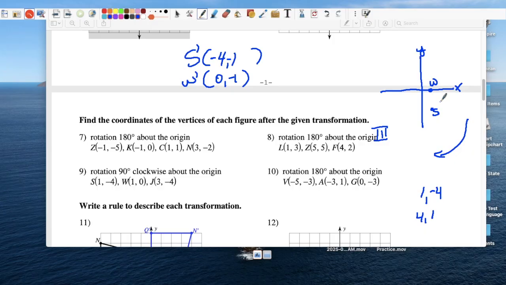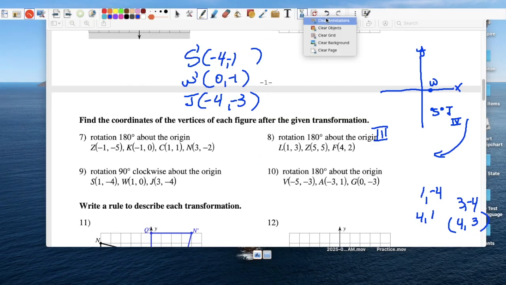What about J? J is at (3, -4), so 3 to the right, -4, so J is somewhere around here, in quadrant 4, right? It's going to go clockwise, from this quadrant to this quadrant. So the number is (3, -4). Switch places, becomes (4, 3). Let's not worry about the sign yet, but it becomes (4, 3) in what quadrant? Quadrant 3. But everybody in quadrant 3 is negative. So those are my 3 new points.